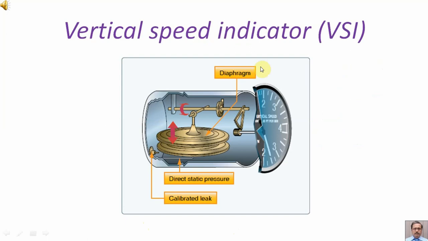Vertical speed indicator. This diagram shows the construction feature of a vertical speed indicator. In this diagram you can see the capsule diaphragm which is connected directly with the direct static pressure. The chamber has a calibrated leak connection.